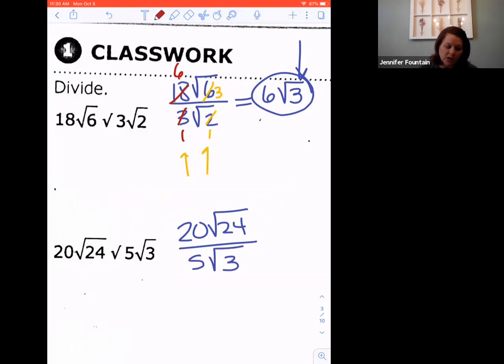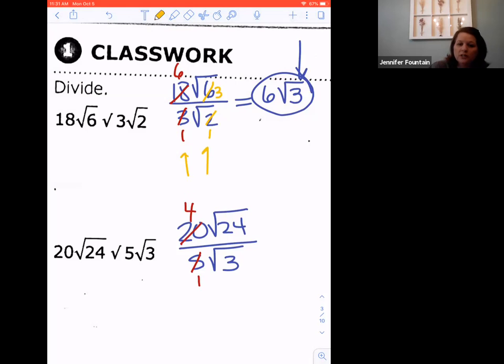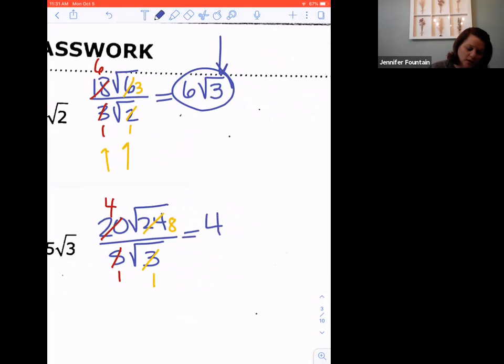Again, step 1, I'm going to divide my coefficients. 5 and 20 are both divisible by 5. 5 divided by 5 is 1. 20 divided by 5 is 4. The square root of 24 and the square root of 3 are both divisible by 3. 3 divided by 3 is 1. 24 divided by 3 is 8. I can see that everything in my denominator is now a 1. So my whole number is 4. My radical is the square root of 8.